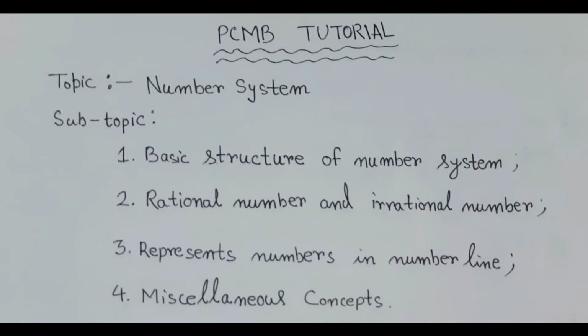So our today's topic is number system. Number system is one of the most important and fundamental topics in maths. I have divided the topic into 4 subtopics. At first, I will tell you about the basic structure of number system. In this context, I will talk about the classification of numbers. After that, I will tell you what are rational numbers and irrational numbers and what is the basic difference between them. And then I will show you how to represent the numbers on the number line. At the end of our journey, I will discuss some miscellaneous concepts regarding this topic.